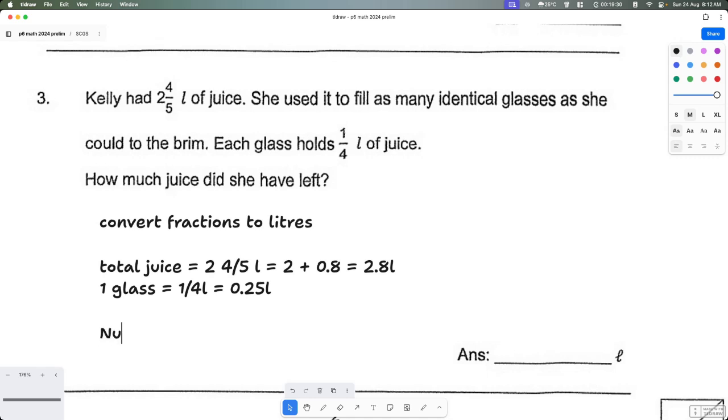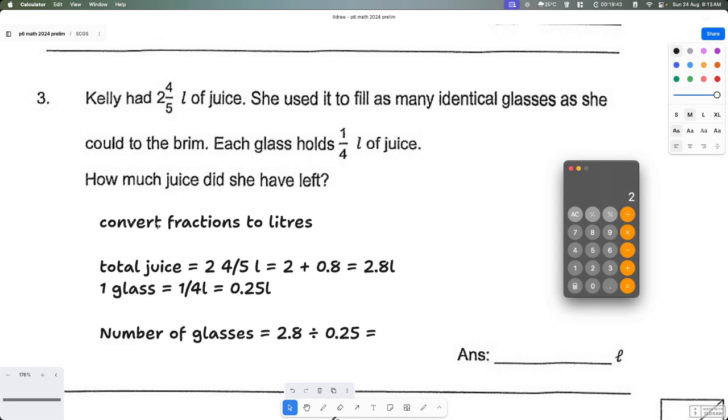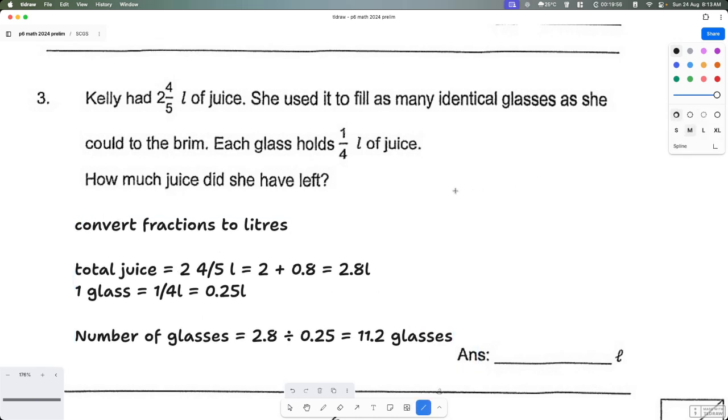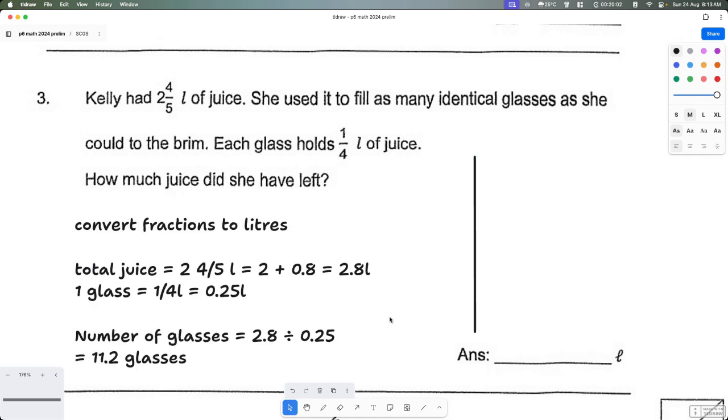So the number of glasses is equal to 2.8 divided by 0.25. Let's see the calculator. 2.8 divided by 0.25 will give us 11.2 glasses. From this, the remainder is 0.2 glasses.